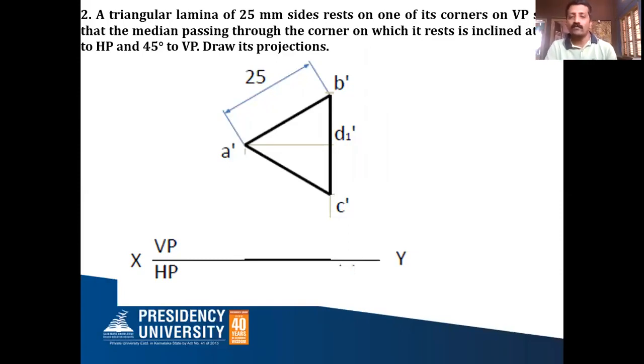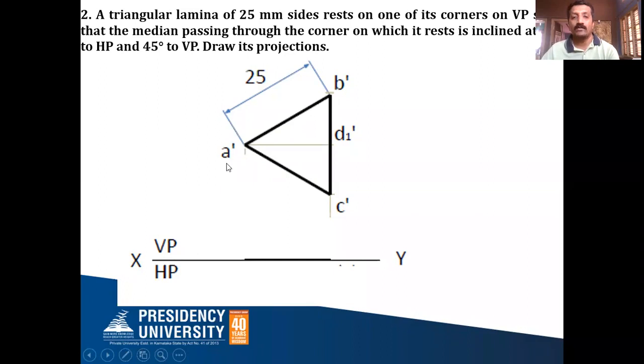And I have done one more construction in the true shape diagram. Why? In the second sentence he says the median passing through the corner on which it rests is inclined at 30 degree to HP. So the median and perpendicular bisector are one and the same. This is the corner where it is resting. Median passing through the corner means I have to draw a line from the corner such that this line joins the opposite edge, that is C dash and B dash, exactly at the midpoint. So this line is called the median.